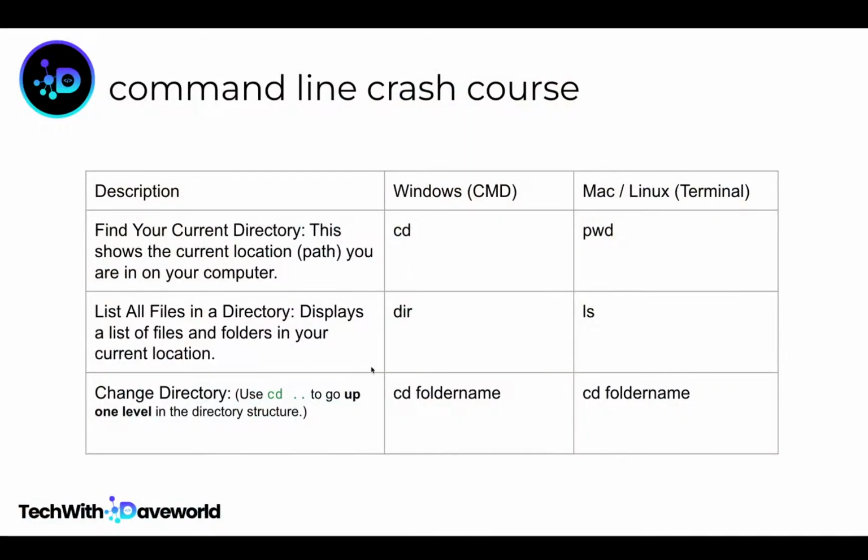So don't worry if you're using Mac or Windows operating system, you would be able to follow along. All right. So the first one here is how to find your current directory, right? Basically what this does is it shows the current location or path you are on your computer. For example, if you want to show the current directory on Windows, you can just type cmd, then it's going to display the current path that you are in.